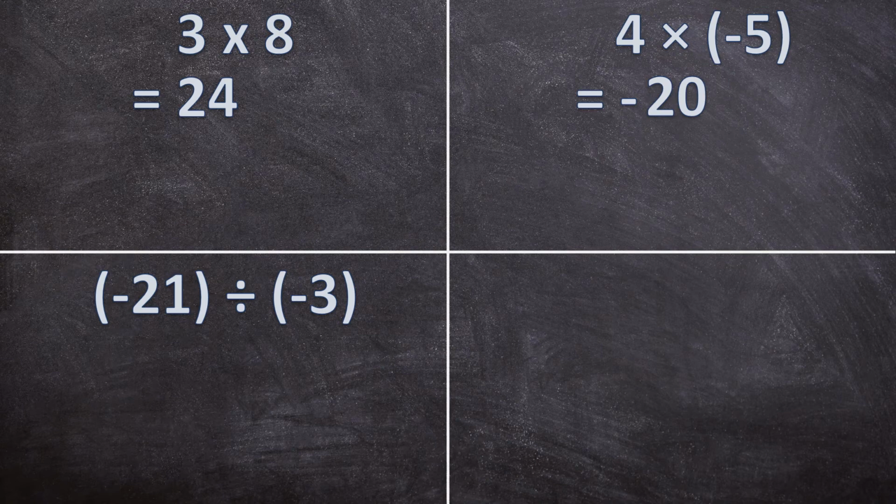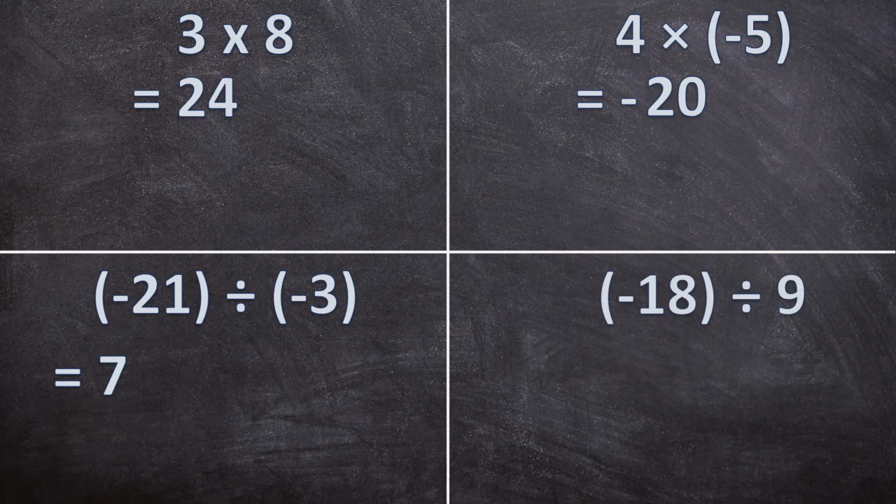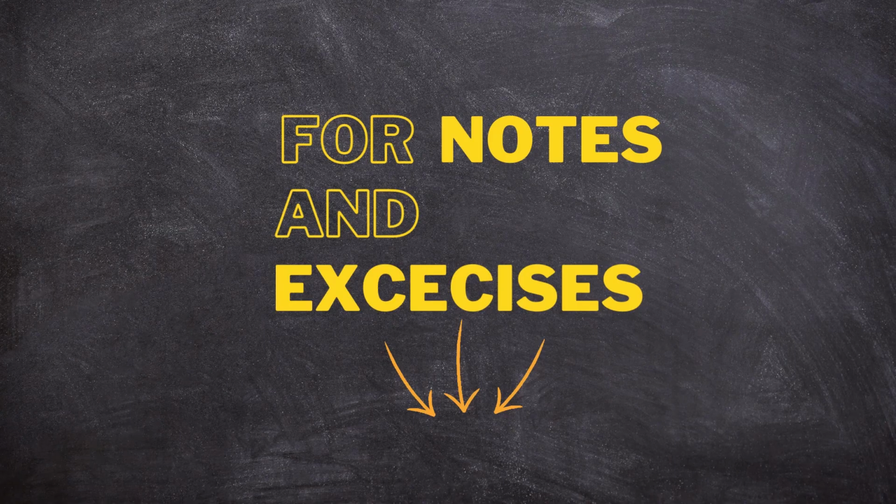Next one, negative 21 divided by negative 3. A negative divided by a negative will give me a positive answer. And 21 divided by 3 is 7. And the last one, negative 18 divided by 9. A negative divided by a positive will give me a negative answer. 18 divided by 9 is 2. Okay guys, as you can see, multiplication and division with integers is quite easy.